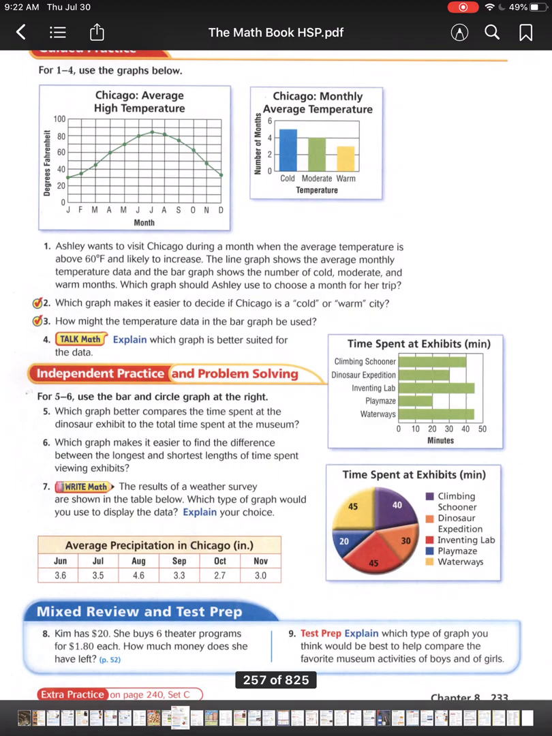Which of these graphs makes it easier to decide if Chicago is a cold or a warm city? Well, now that's the bar graph, because it's grouped into cold, moderate temperatures, and warm. The one with actual temperatures, well, that's great, but we all have different definitions of cold, moderate, and warm.